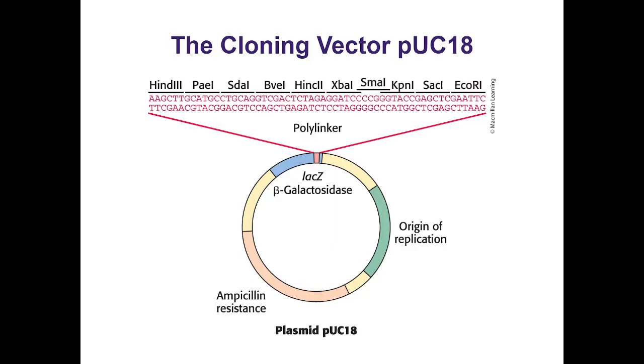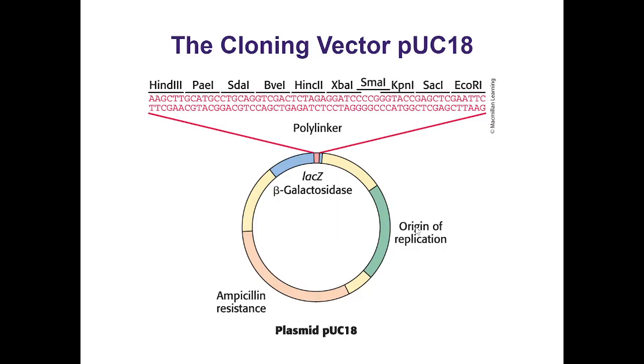This is the cloning vector pUC18. Right here we can see a polylinker. See that polylinker right there? That little part of DNA is literally these different restriction enzyme targets. And so you can cut into that and put whatever you want in there using all of those different restriction enzymes. Cool, huh?